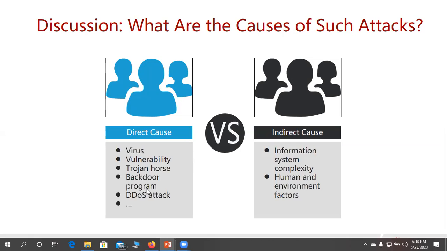So with backdoor programs, when hackers hack an organization, they want to maintain communication with those hacked systems. So what they do is create the backdoor. And then this is the DDoS attack, distributed denial of service attack.